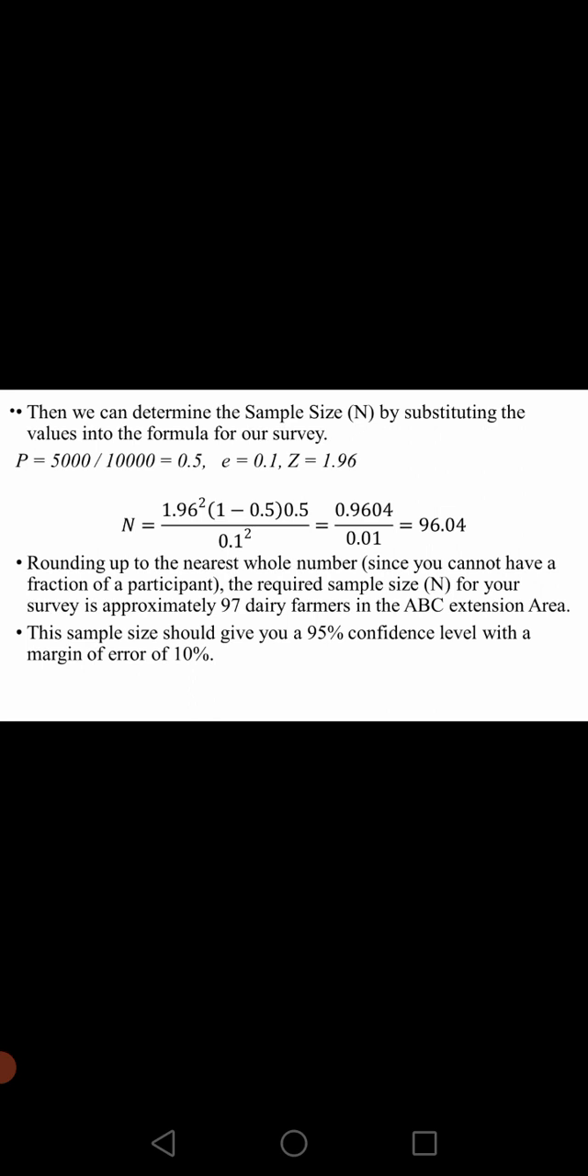Izi ndi zimene ma lecturers, ma supervisors amafuna kuti aone in your proposal, because osamangowauza kuti tigwiritsa ntchito formula iyi ndipo tizakhala alimi okwana 97, ndipo amafunsa how did you come up with that 97? So we need to show the way we have done here.